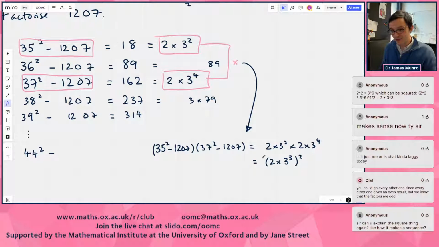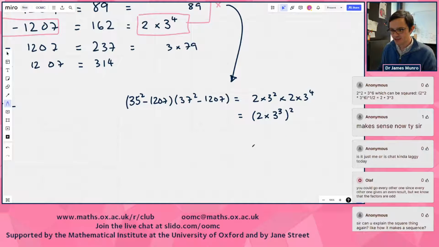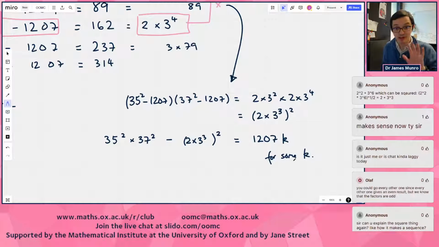So, we're not quite going to get 1207 as the difference of two squares, but we are going to get the following fact. We're going to get 35 squared times 37 squared. And then I'm going to put something like this, minus 2 times 3 cubed, which I think is 54, but I'm going to leave it like that so that we remember where it came from. This difference of squares is 1207k for some k.